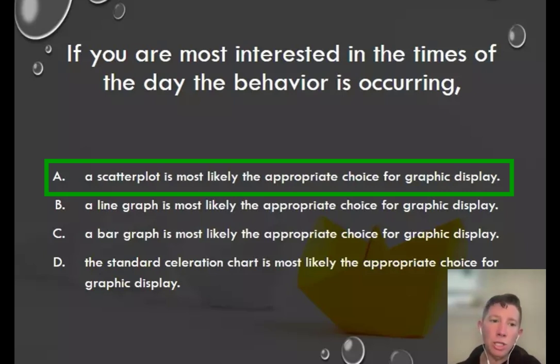So the standard acceleration chart, the bar graph, and the line graph are not our best choice, which leaves us with a scatter plot as the most appropriate choice for graphic display.